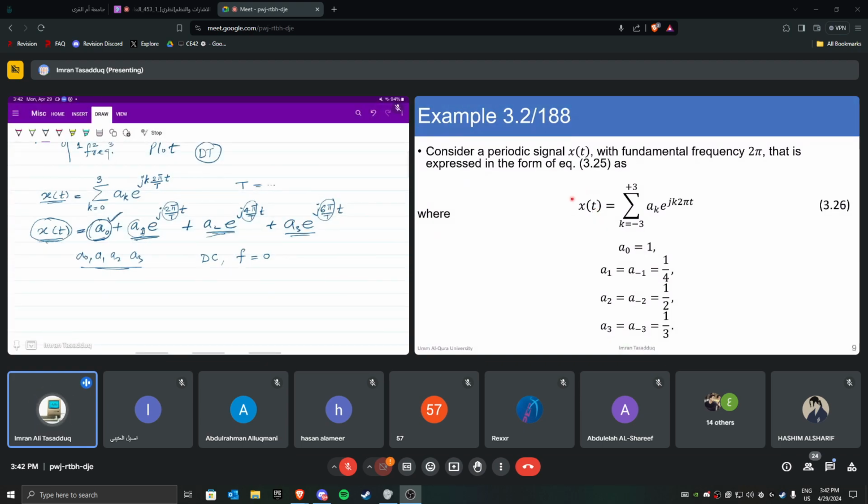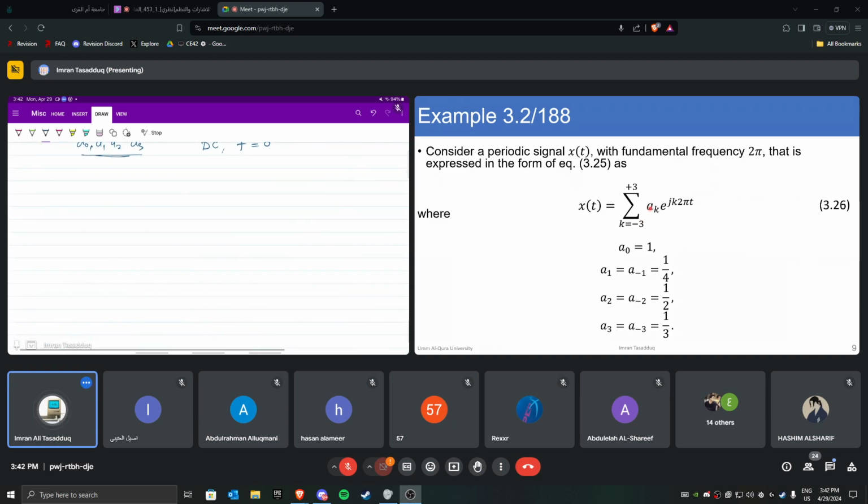Okay. So x of t is this signal, and I know that its fundamental frequency is 2 pi, and it can be expressed like this. The components a naught, a1, a minus 1, a2, a minus 2 are all known. These are given. So if that is the case, then I can expand this by putting these values here. Let me show you how to do it.